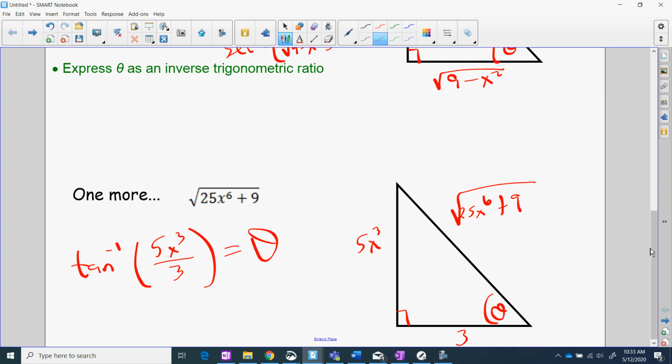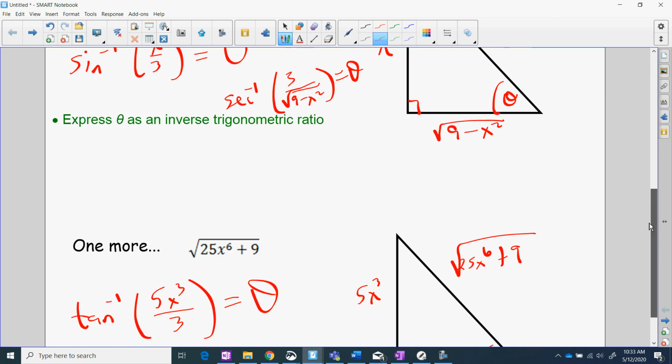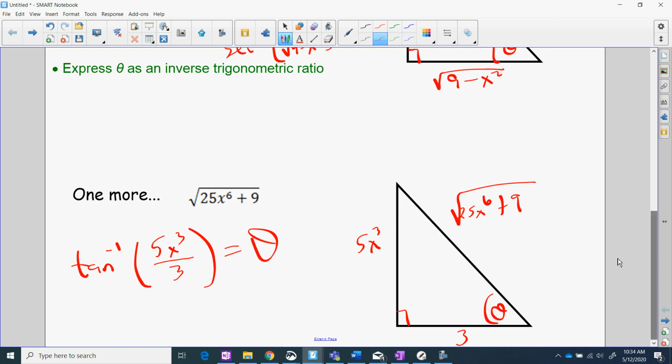Okay, so hopefully you see how you set up these triangles. So I'm going to move now right into how this skill that I've showed you here is going to help you evaluate integrals.